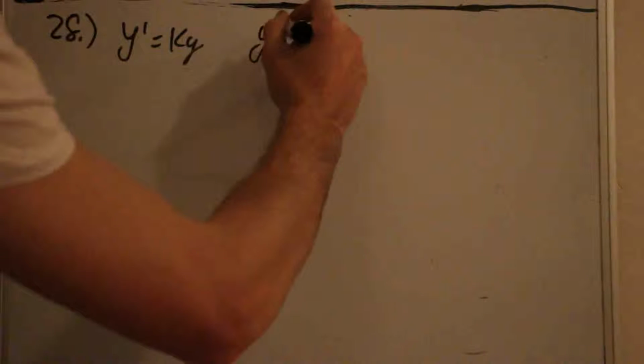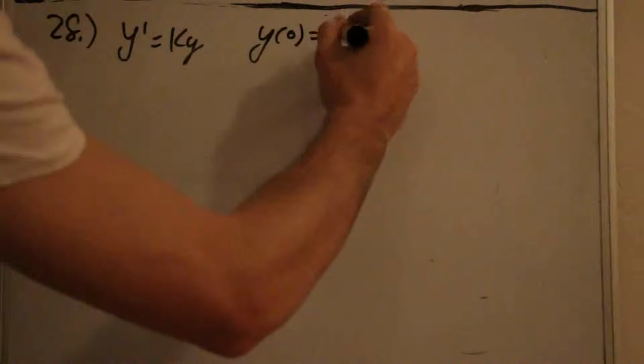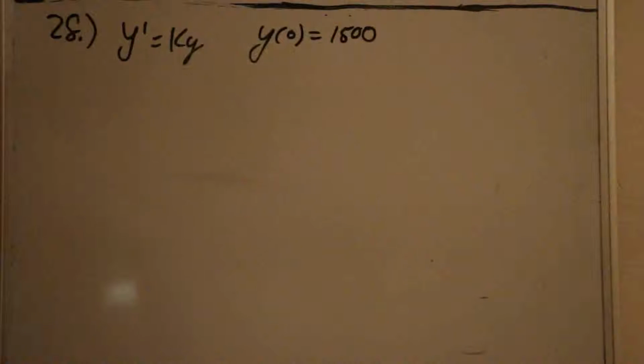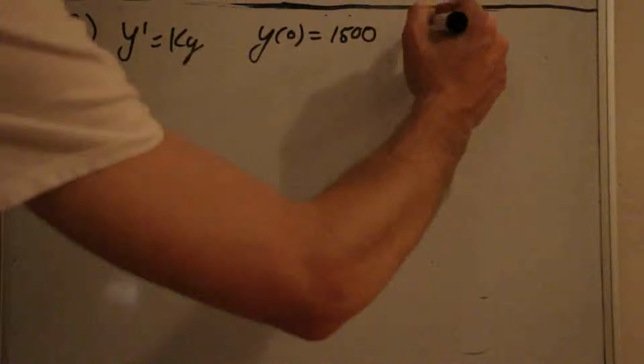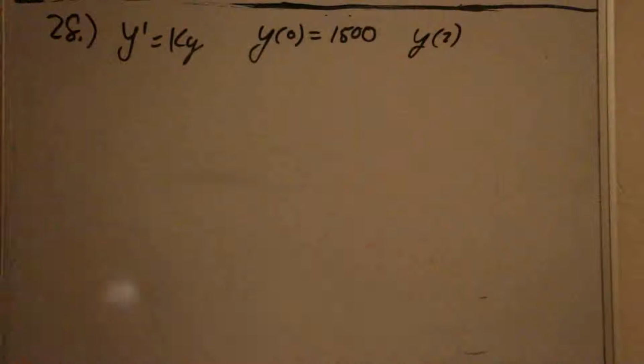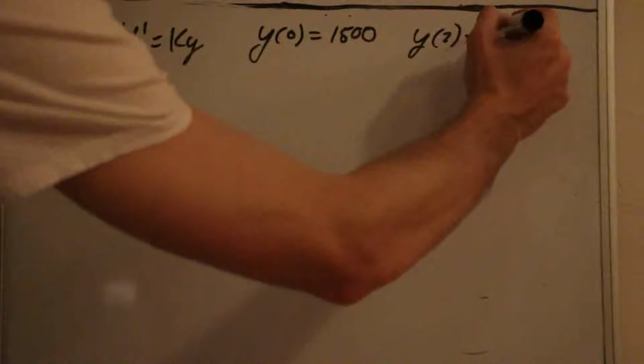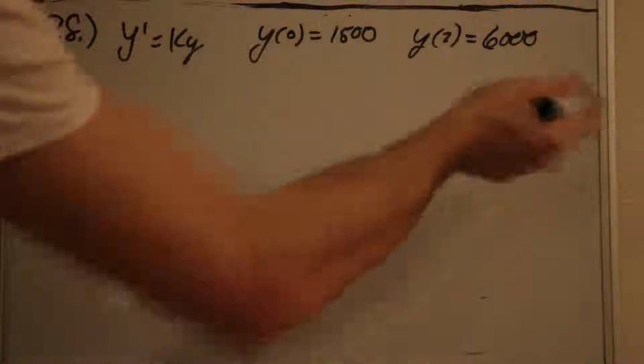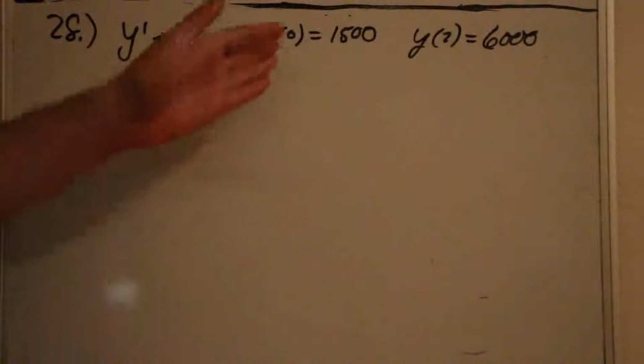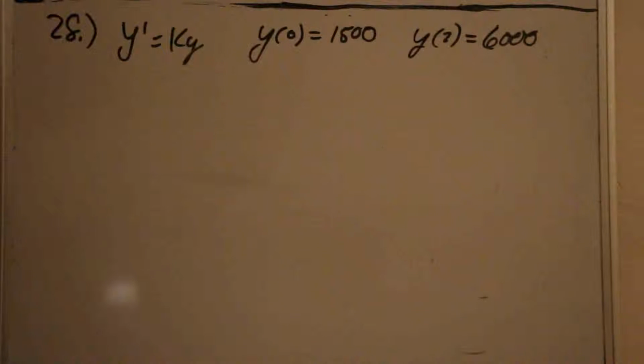Okay, initial population is 1,500, so y of 0 equals 1,500. And if it quadruples during the first 2 days, that means y of 2 is equal to 6,000. 4 times 1,500 is 6,000. So the initial population y of 0 is 1,500. Population after 2 days, y of 2, equals 4 times that amount, 6,000. By what factor will the population have increased during the first 3 days? Basically, they're asking what is y of 3, and in other words, they want us to solve for y.